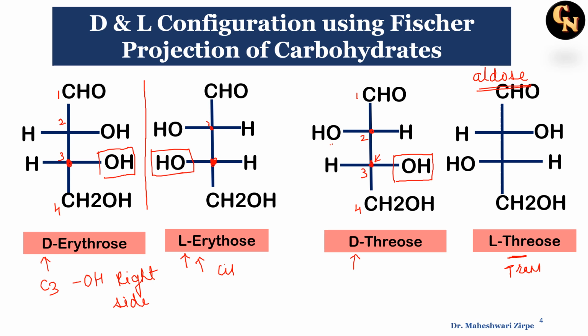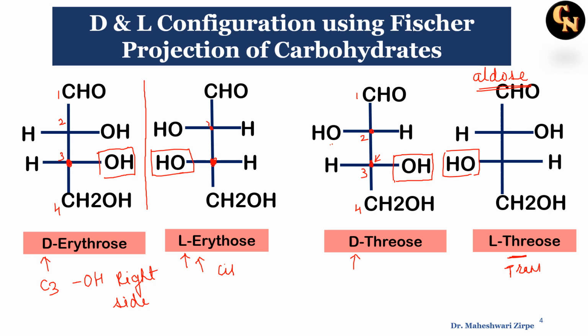Now L and D will represent whether the OH is on the left hand side or right hand side. If the OH is on the left hand side, we will call it L threose. If the OH is on the right hand side, we will call it D threose. I think this is clear to everyone, students. I'll repeat once again: D and L configuration can be considered only by looking at the second last carbon OH group, where it is placed, whether on the right hand side or the left hand side.